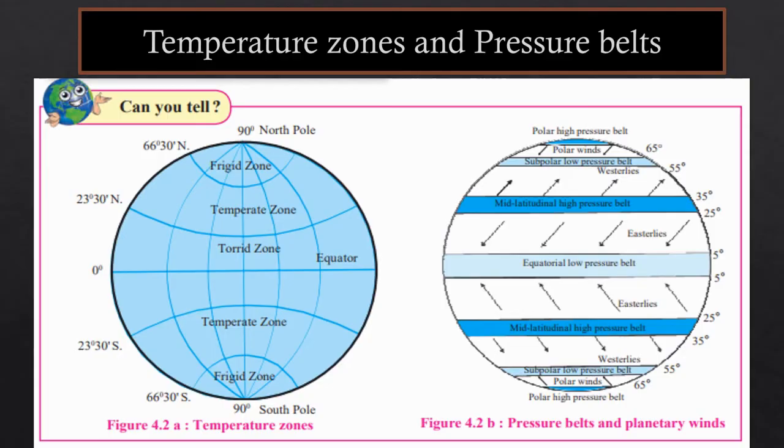Next, write the latitudinal extent of the low pressure belts. The latitudinal extent of the low pressure belts goes from 5 degree north to 5 degree south and 55 degree to 65 degree north as well as south.